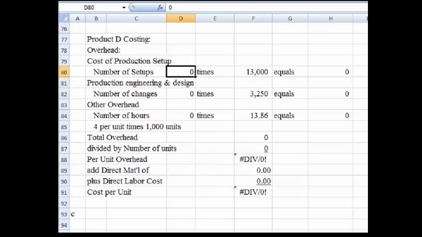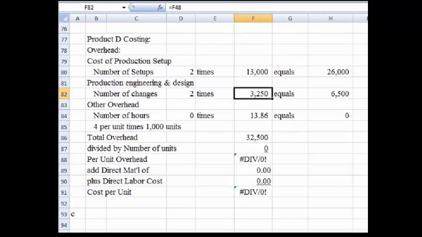Again, jumping down a page on your screen, there is a format that can be used to calculate the cost of product D. The first number to enter is the number of production setups. Once again, the book indicated 2 runs per product. Therefore, this product gets allocated 2 production setups. The $13,000 that was calculated above is brought down again using a formula, resulting in $26,000 of production setup overhead for product D.